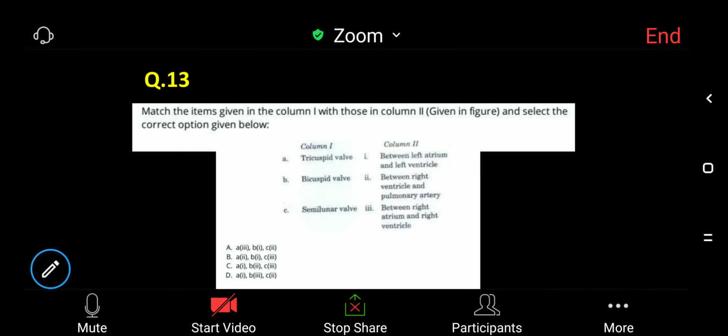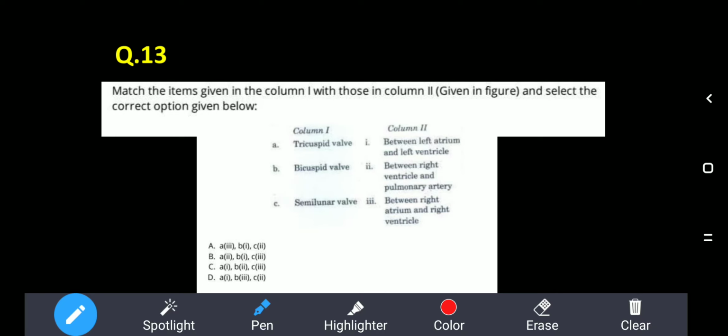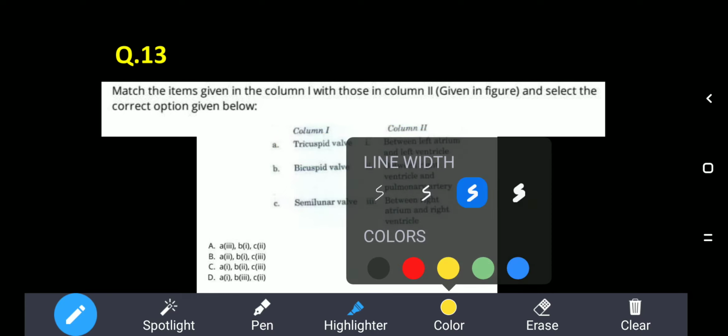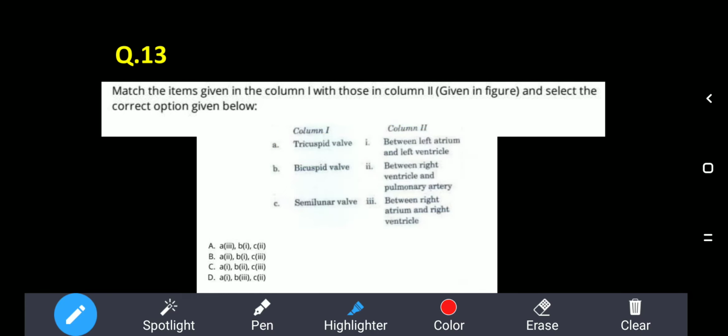I'm going to read out the question now for you all. Match the items given in column 1 with those in column 2 and select the correct options given below. Here we are given tricuspid valve, bicuspid valve, semilunar valve. Between left atrium, left ventricle, between right atrium, right ventricle, pulmonary artery, between right atrium and right ventricle. So we need to match them together so as to get our answers.